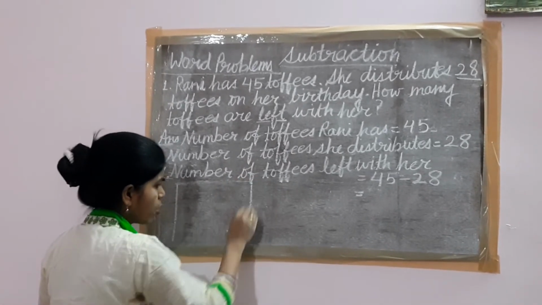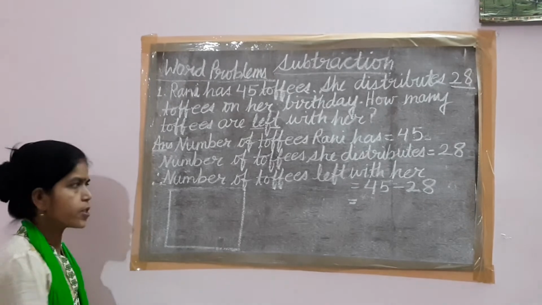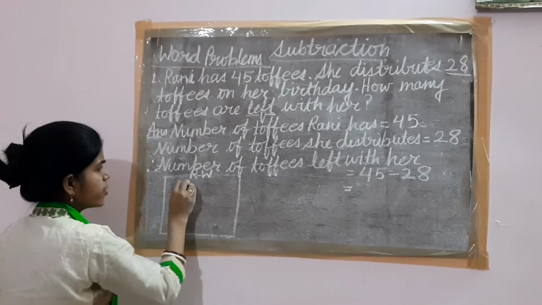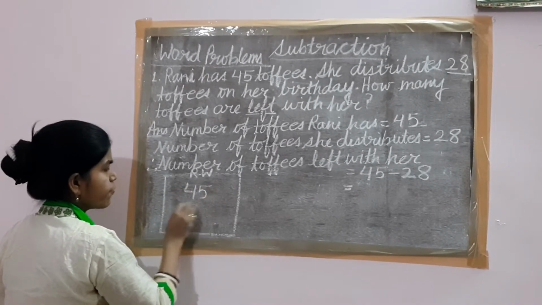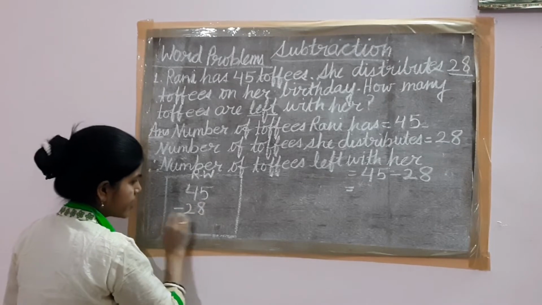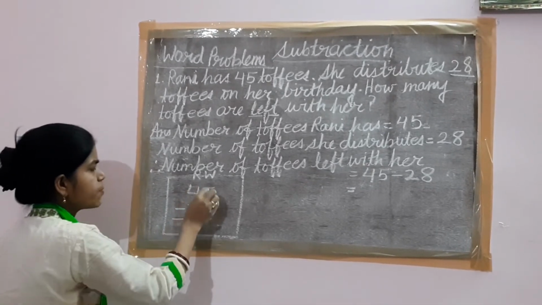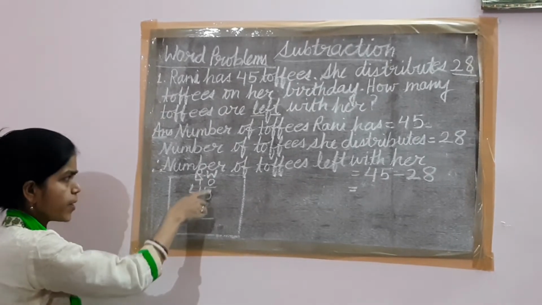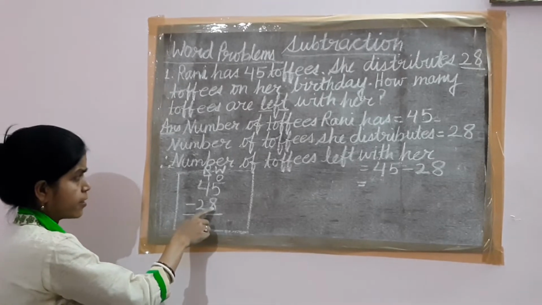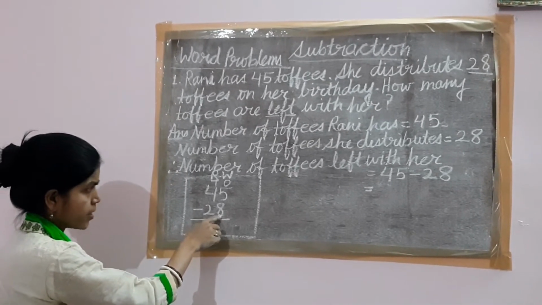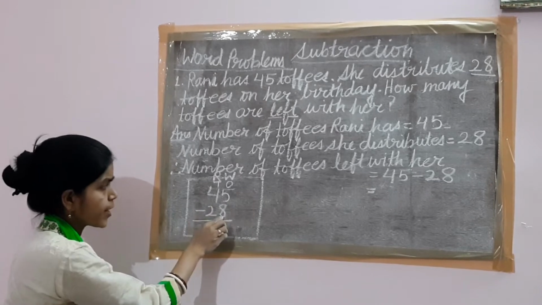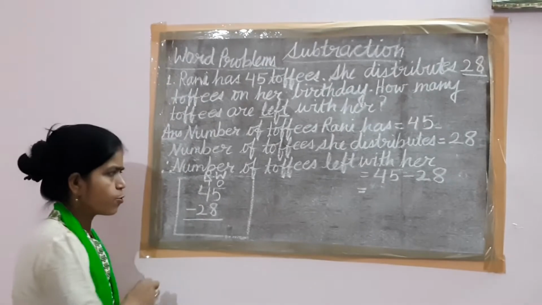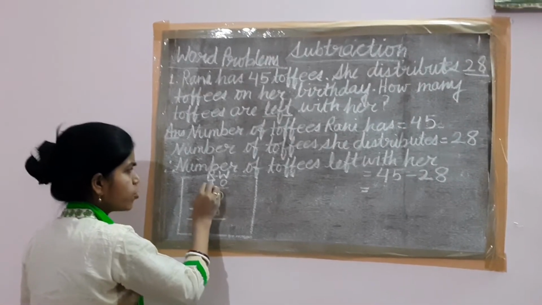I have taught you how to solve subtraction sums. You can write rough work, then write the sum 45 minus 28 and solve it. See the ones place, this is the ones place, and this is the tens place. Ones place 5, and below that, ones place 8. From 5 ones we cannot subtract 8 ones, so you have to use regrouping. Children, you know how to do regrouping also.